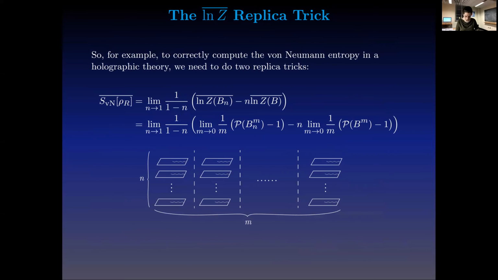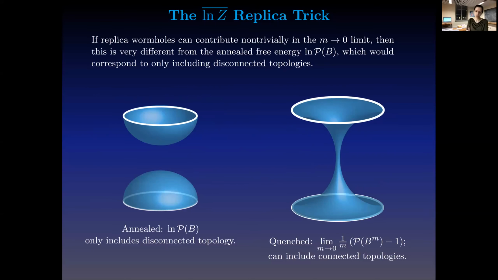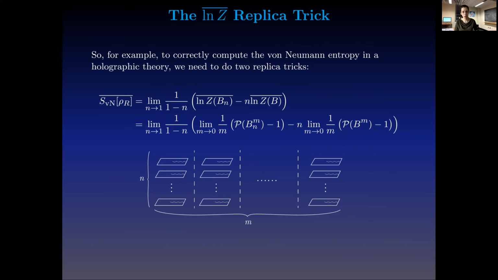Now, let me go back one for a second. So one way of making this concrete is saying, okay, let's consider a quantity that we know how to calculate and we know what the answer should be, and ask what do we get. So in particular, let's consider the von Neumann entropy. We want to compute the von Neumann entropy in a holographic theory using the gravitational path integral.